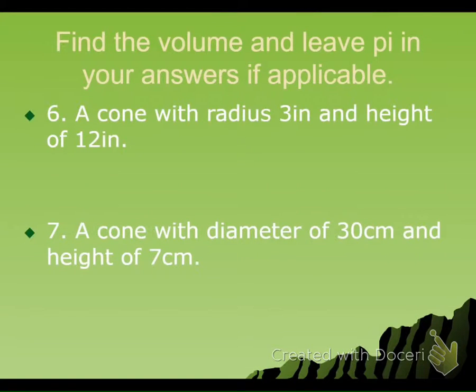So Reggie, find the volume and leave it in pi if it's applicable. The volume of a cone with a radius of 3 inches and a height of 12. How do we find the volume of a cone? What's the formula? It's 1/3 multiplied by the volume of the cylinder, which is pi times radius squared times height. Okay, so here we have a radius of 3 and a height of 12.